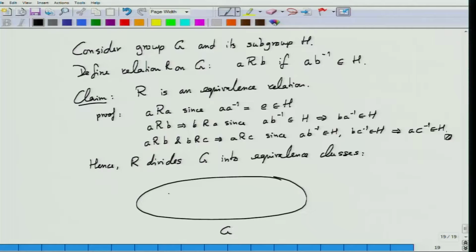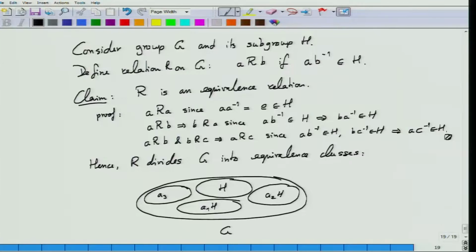You have G, then you have H as one equivalence class, the subgroup itself will be in one equivalence class. Then there will be other equivalence classes A1H, A2H, and I will explain what I mean. Actually, A1H is simply all elements of the form A1 times an element of subgroup H.